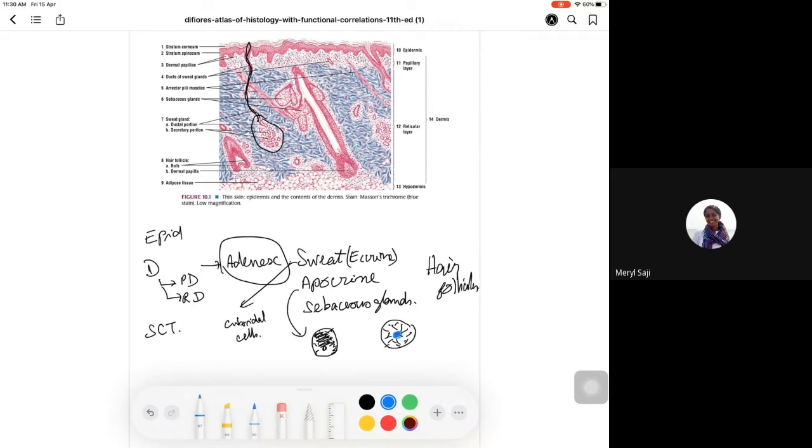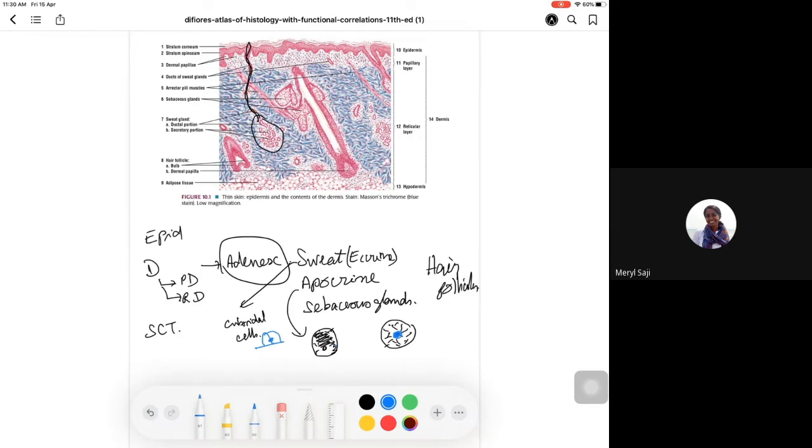Sweat glands: cuboidal cells. Apocrine glands: large cells with abundant eosinophilic cytoplasm. Sebaceous glands: centrally placed nucleus with a clear cytoplasm with vacuolations. These are all the three differences.